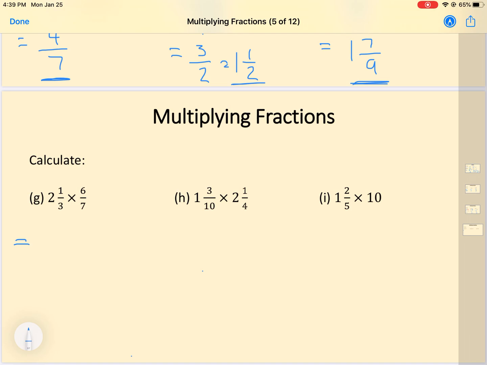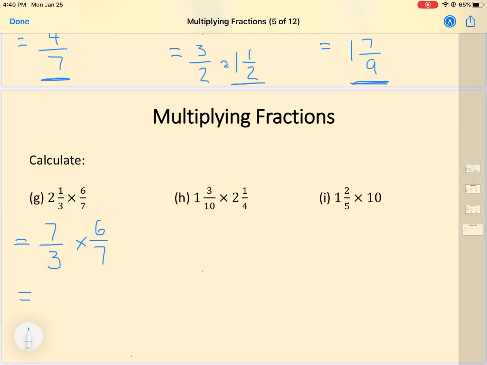So the first one, 2 1/3 multiplied by 6 over 7. 2 1/3 is 7 over 3 as a top heavy fraction. Take our whole number, times it by the denominator, and add on 1. We can multiply that by 6 over 7.